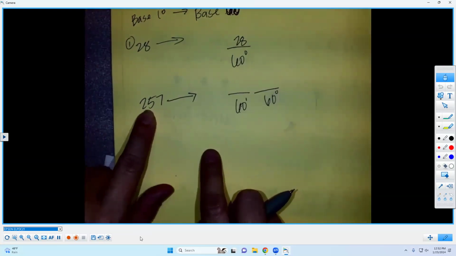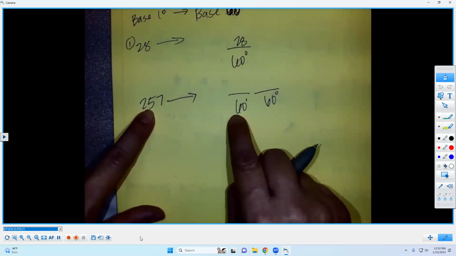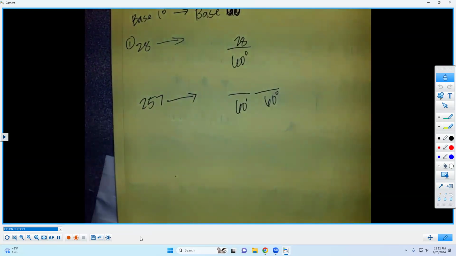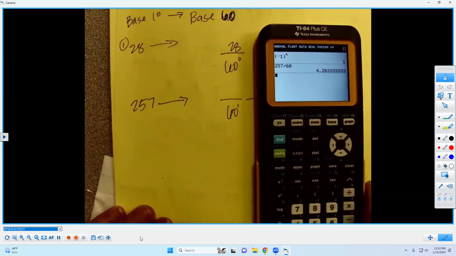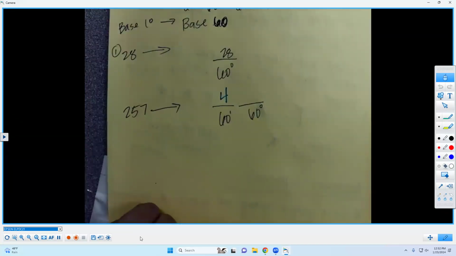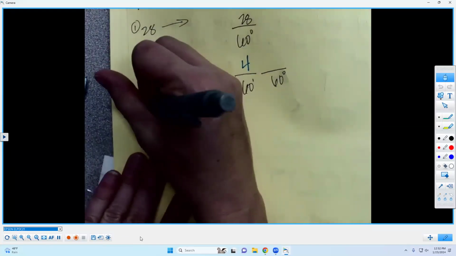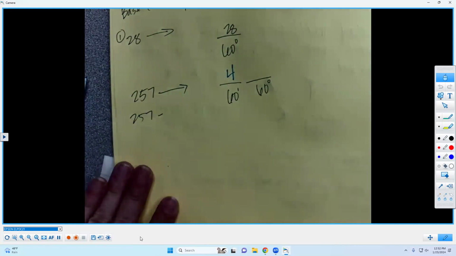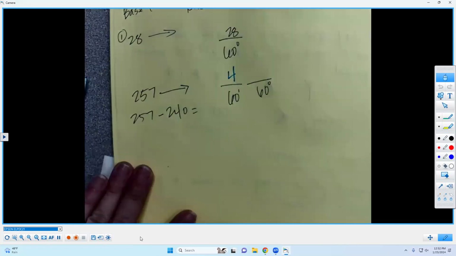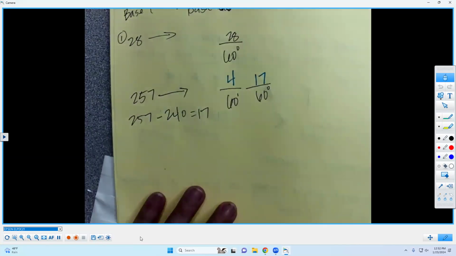So this number 257. How many 60s can I get out of that number? How many times does 60 divide into 257? I brought my calculator just for this. 257 divided by 60 is 4. So I can get 4 of these out of it, plus leftover. It's like you're multiplying 4 times 60 and adding what's in the other place. There are 17 pieces left, so that would be the number 17 right here.